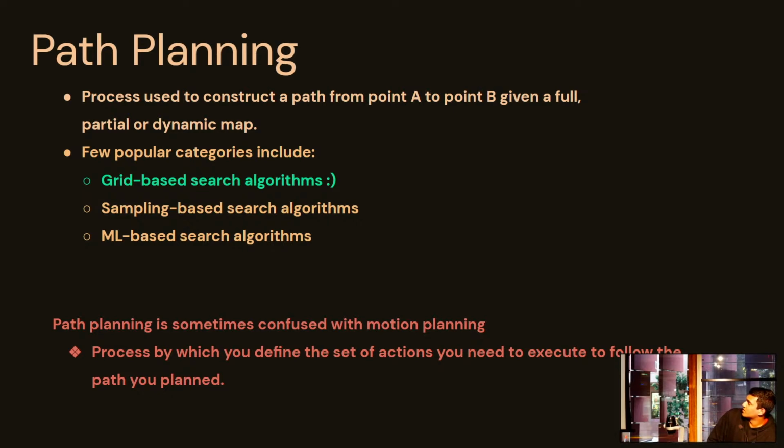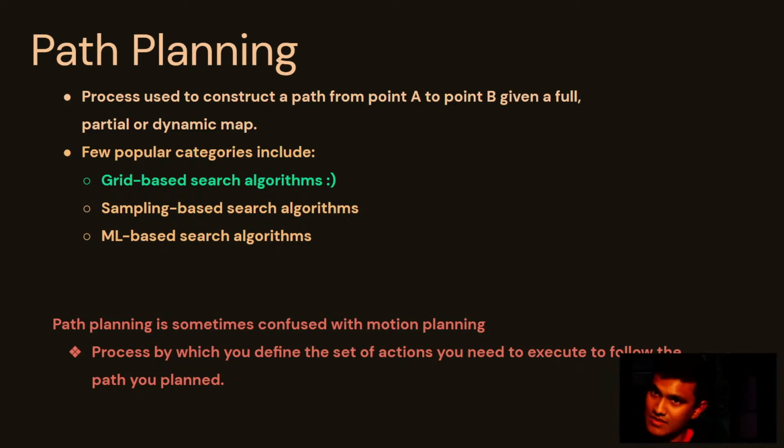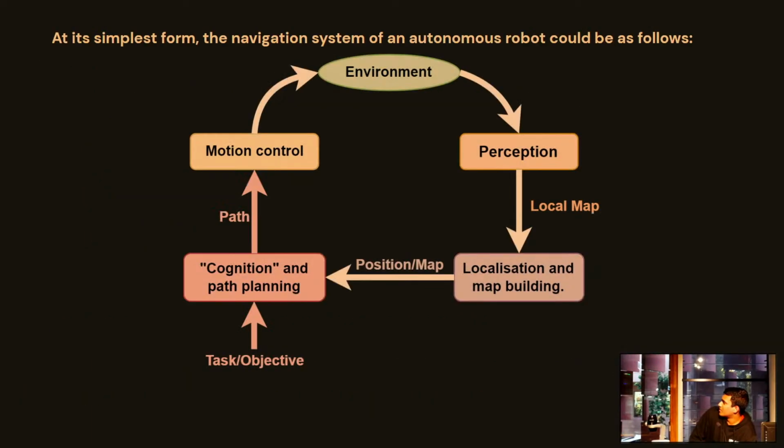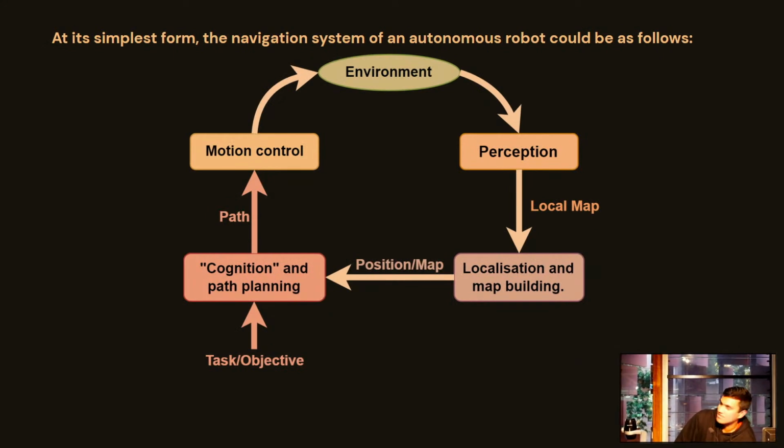A few popular categories. We have grid-based search, which we'll be doing today, so I'll cover that later. We have sampling-based search, which is like randomly sampling points until you get the best path. And then you have ML-based search, which is using reinforcement learning and stuff like that to get a more optimal path.